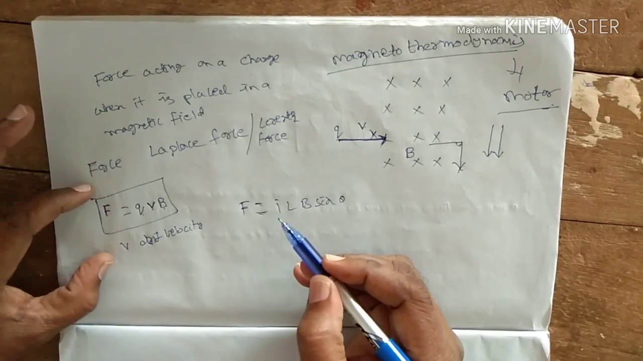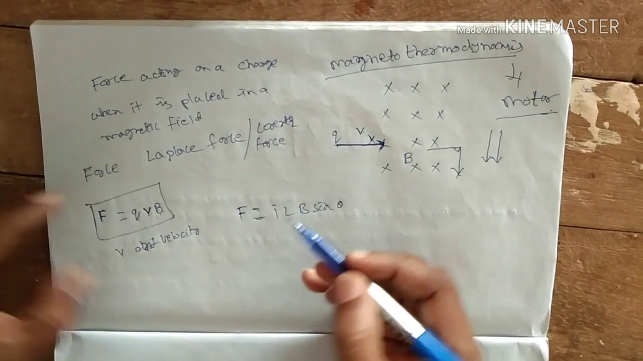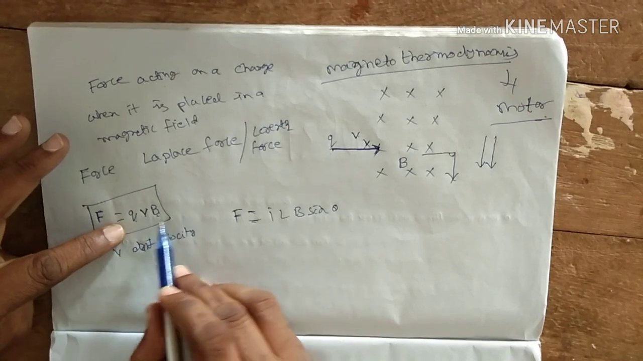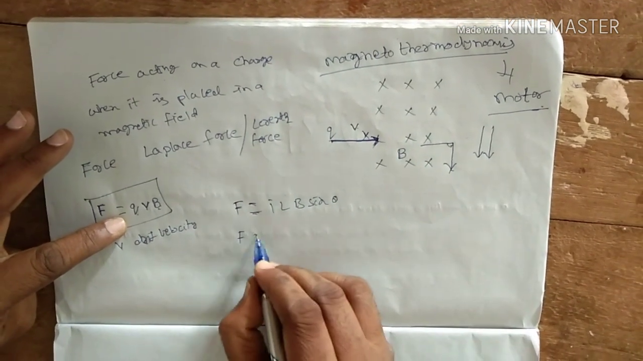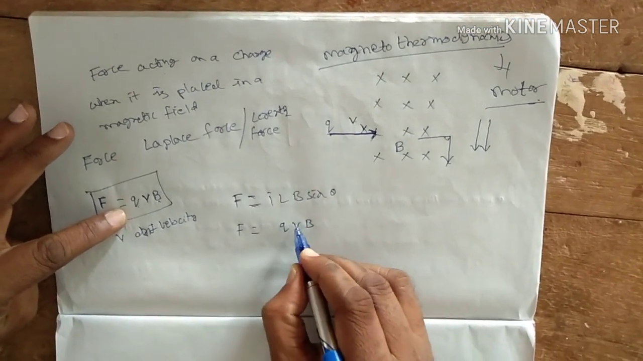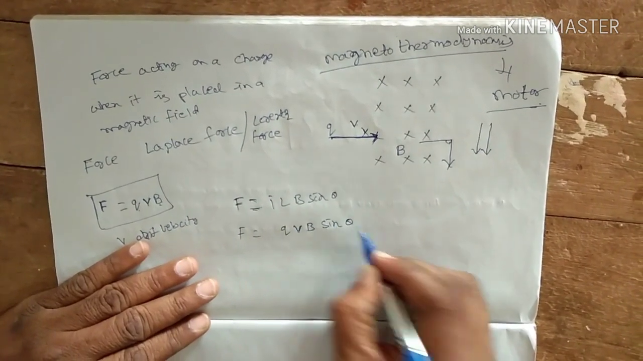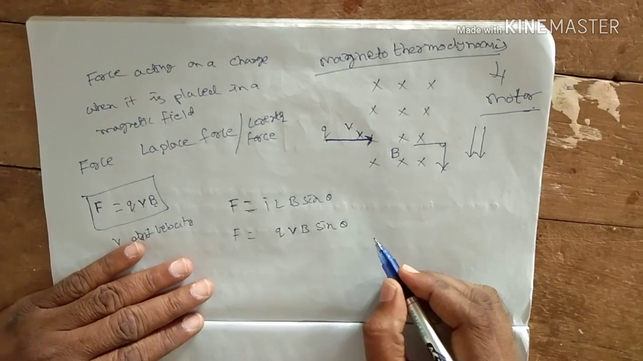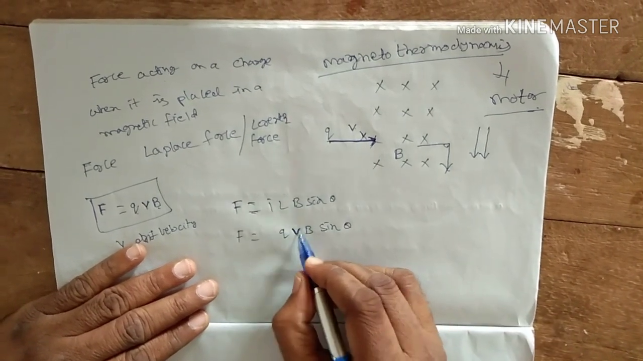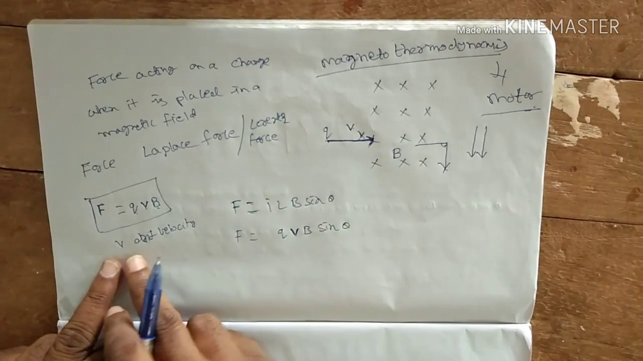The force experienced by a charge when it is placed in a magnetic field is F is equal to QVB. This is clear to us. Let us suppose F is equal to QVB, that is known to us. When it makes an angle, it is QVB sin theta. Here the velocity is the drift velocity.